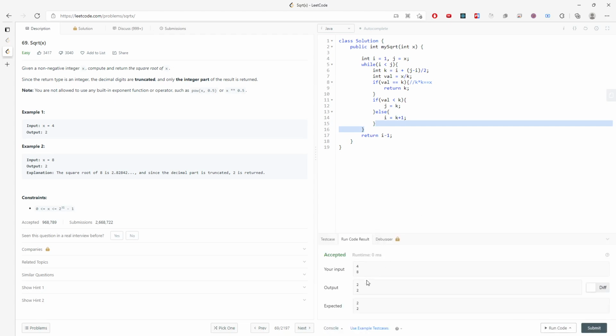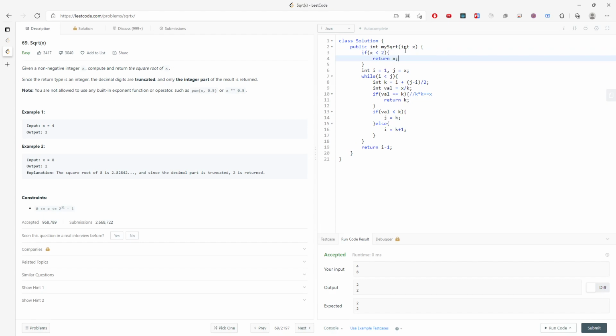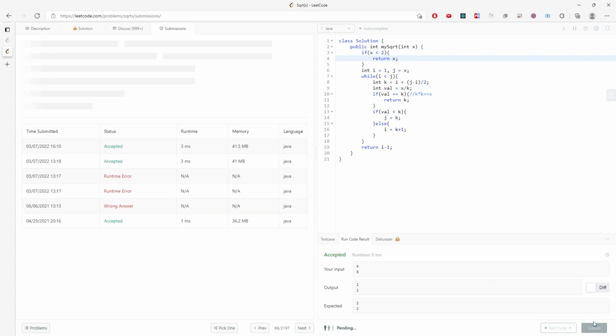All right, so I passed the test case, but the problem is the base case. What happens if x is less than 2? Basically just return x. And this is still going to pass the test.